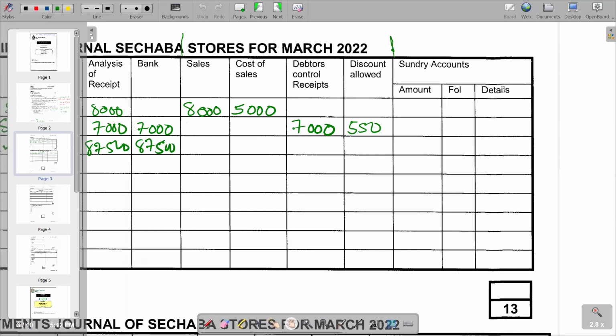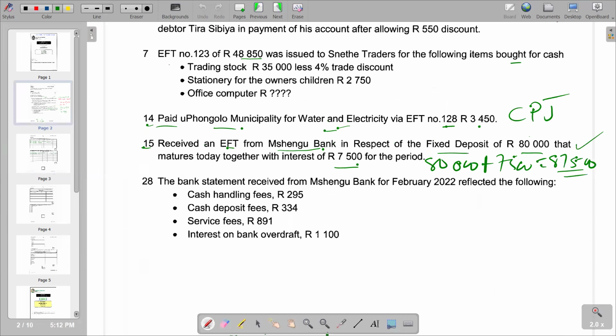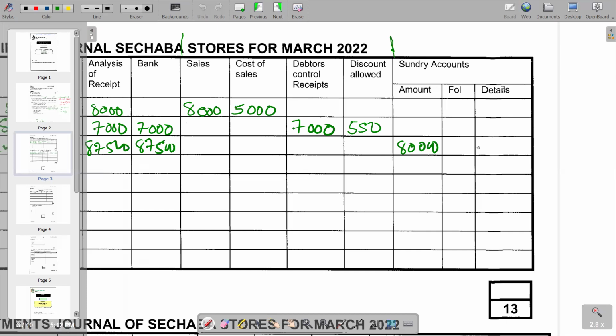So we come in, we say the first amount is 80,000. We now separate it because we've got the fixed deposit, and then we've got interest. So you can just refer back. We've got fixed deposit, this one, and then we've got interest. So it's under sundry, we have to separate them. So on details, we are saying fixed deposit. Then we can put our 7,500 just below, and this one is interest on fixed deposit. We can just bring it down due to space.